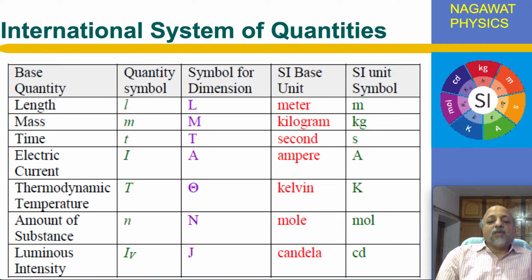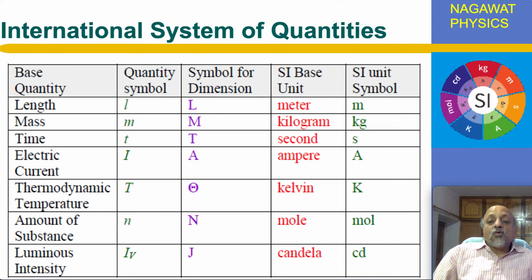The SI base unit is mole and it is written as mol. And luminous intensity would also become important later on, and the quantity symbol is italic capital I subscript V, and the symbol for dimension is capital J. The unit is candela and the SI unit symbol is cd.